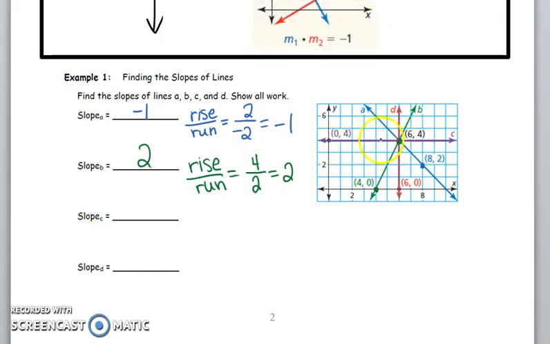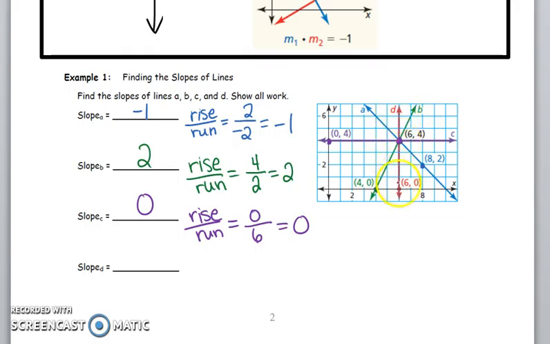Next line is line C. Now we can already see line C is horizontal. But we can still find the rise over the run. So the rise actually is 0. We're not rising at all to get from point (0, 4) to point (6, 4). We don't rise up or down. And the run is 1, 2, 3, 4, 5, 6. 0 over 6, anytime you have 0 in the numerator is always 0. So the slope of line C is 0.